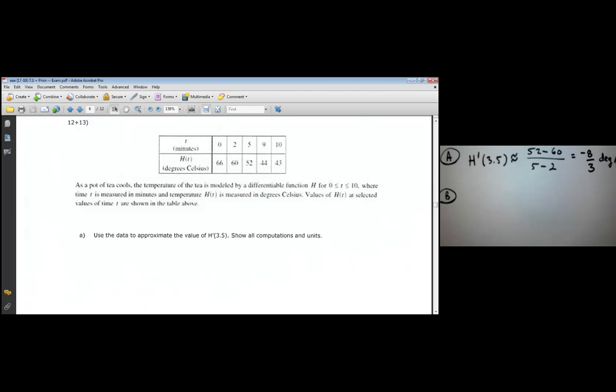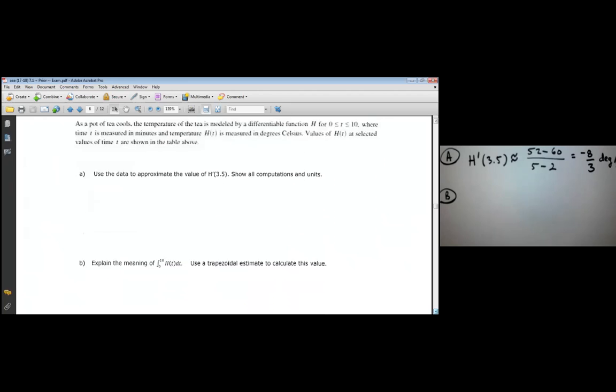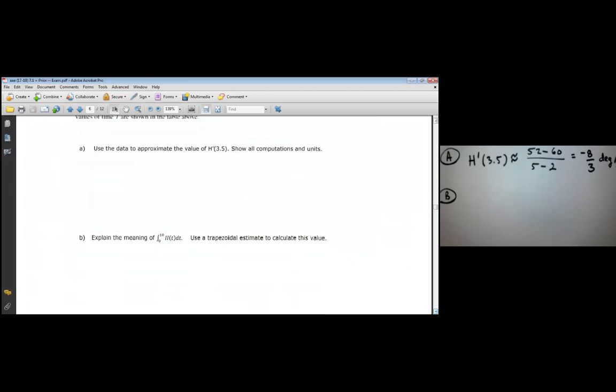All right, heading to part B. Explain the meaning of that integral, and then we're going to use a trapezoidal estimate. So there's a lot of things to unpack here. First off, we want to know the meaning. So remember, I said we're never using the word "it". So we're not going to say "it means", we're going to say the integral from 0 to 10 of h of t dt. Okay, that's what they're asking you here for. And then it's going to be a total, right? This is a total amount.